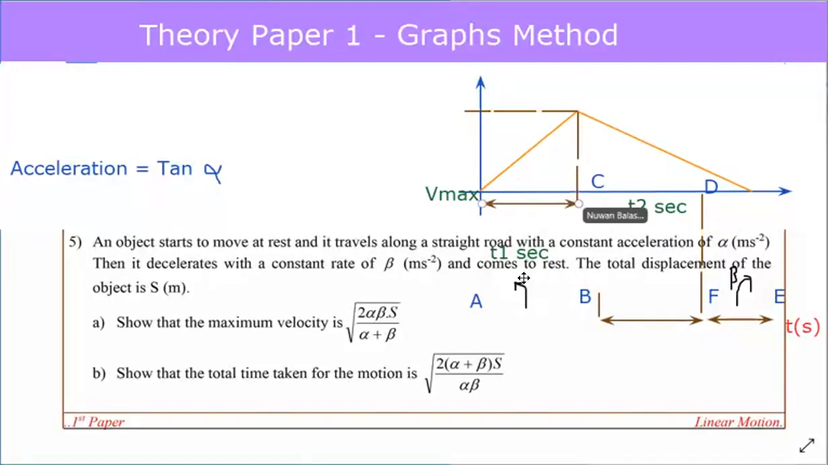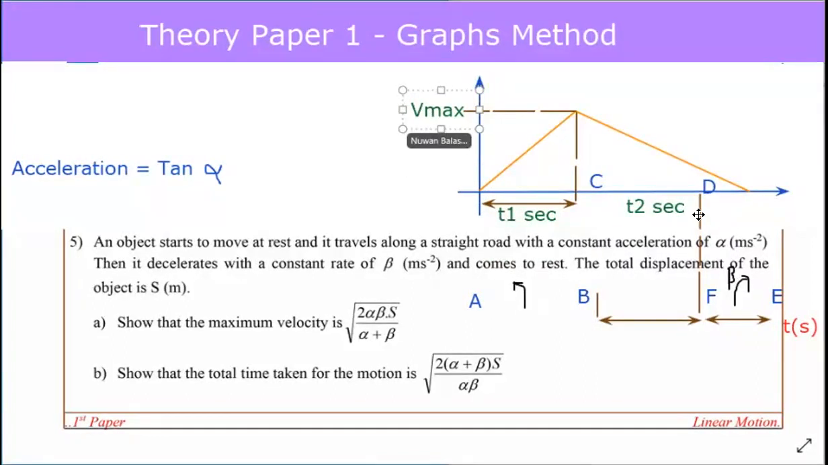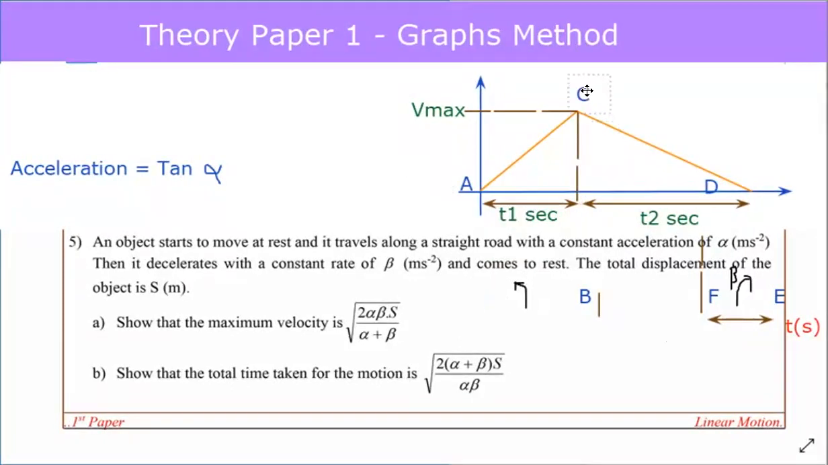Mark it properly. So t1, and at the end of acceleration we have the maximum velocity, right? And this is the time duration t2, so within t2 seconds it decelerates, right? So let me name the triangle graph as A as usual, this is the point B, and this is the point D. So this is the graph.